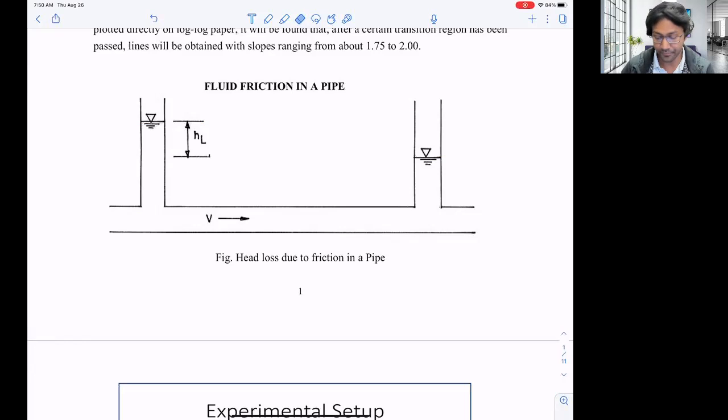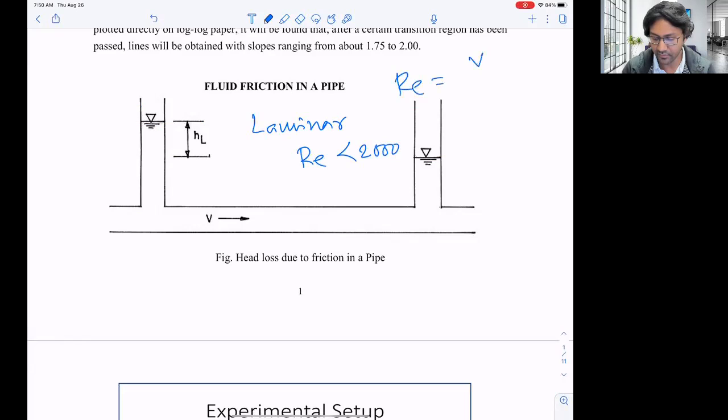These are the states of flow. We'll calculate the Reynolds number. When the flow is laminar, Re should be less than 2000. What is Re?